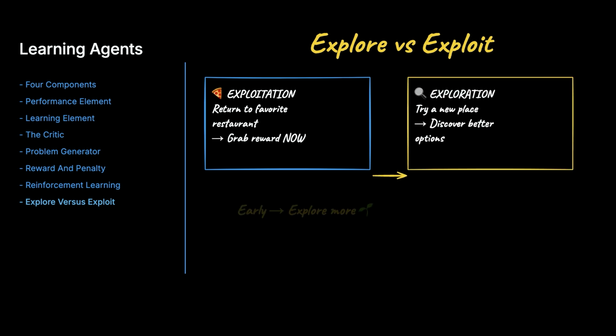Exploitation means using what you know to grab reward now. Exploration means trying something uncertain to discover a better option. Think of choosing a restaurant. Returning to your favorite is exploitation. Trying a new place is exploration. Explore more early, exploit more as knowledge matures.